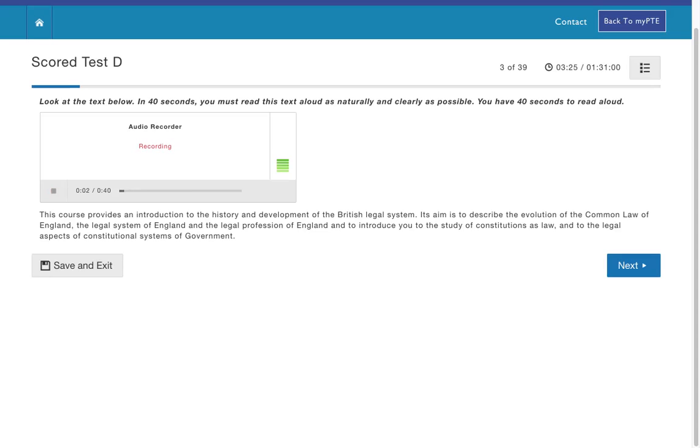This course provides an introduction to the history and the development of the British legal system. Its aim is to describe the evolution of the common law of England, the legal system of England and the legal profession of England, and to introduce you to the study of the constitution as law and to the legal aspects of the constitutional system of government.